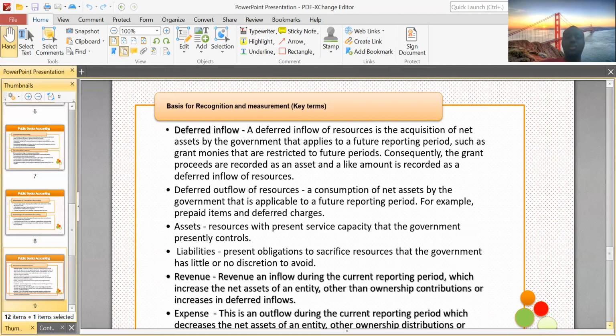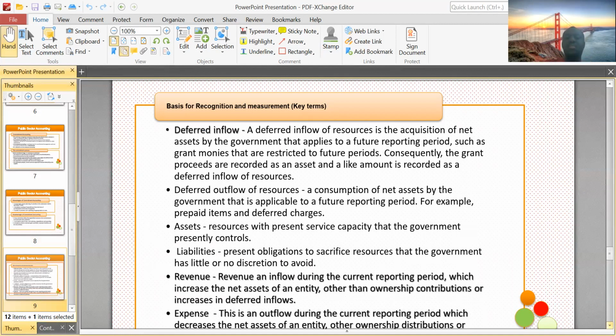It's a deferred inflow. So a deferred inflow of resources is the acquisition of net assets by the government that applies to a future reporting period. Very, very important. A future reporting period. So that grant money is not for now. It's restricted to a future reporting period. That's why we call it a deferred inflow. It's deferred into the future.